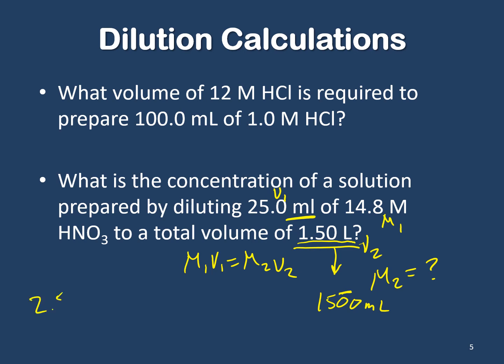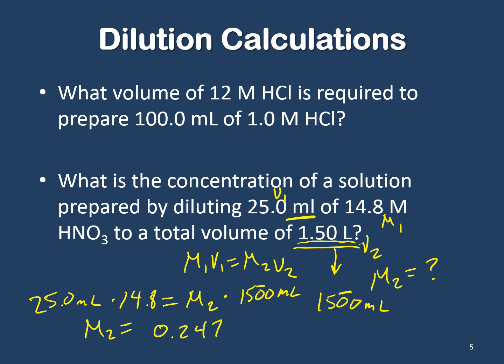So 25.0 milliliters is my V1, and that's times 14.8, which is my M1, is equal to M2 times 1500 milliliters. So we can just rearrange and solve for M2 here. And what we get is 0.247 molar is my final concentration. All right, if you have any questions, please let me know.